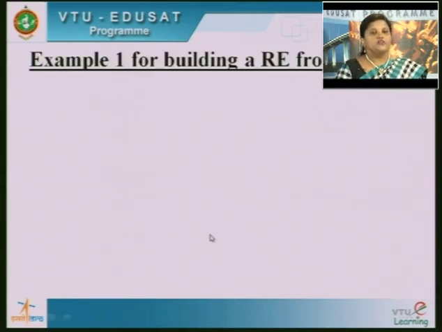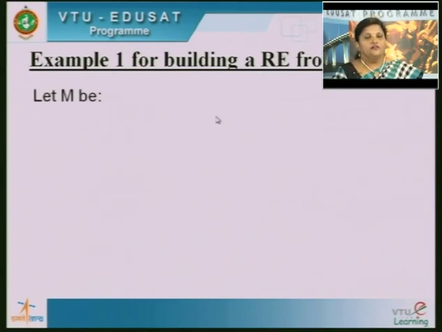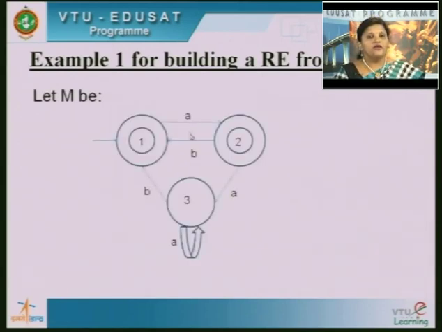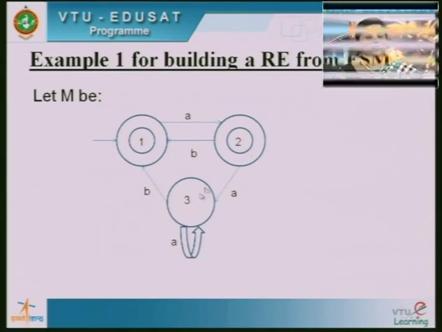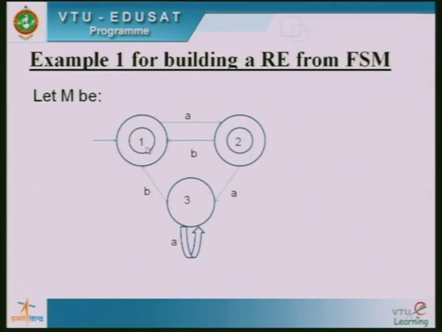We will consider one example for building a regular expression from the finite state machine. So let the finite state machine be as given below. Okay. So here you observe there are three states, 1, 2, 3, and state 1 is the start state as well as an accepting state. Double circle indicates that it is also an accepting state, and here state 2 is also a double circle, which indicates that it is also an accepting state. Next, state 3 is there.